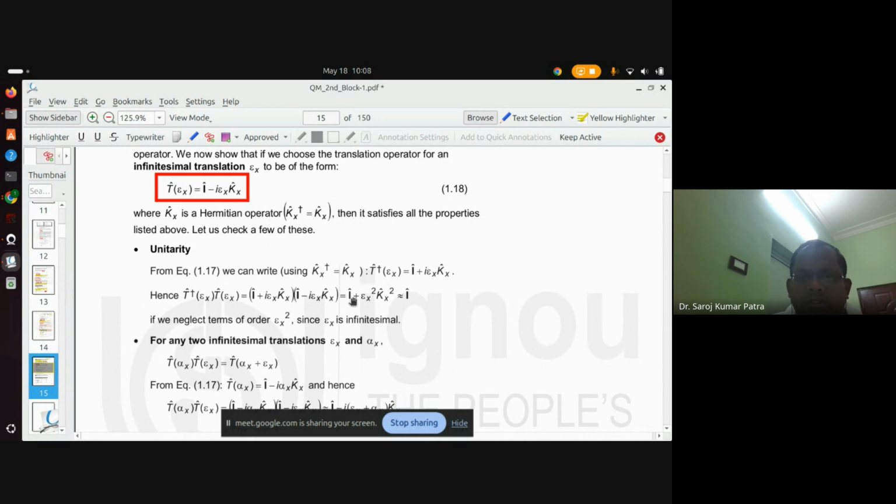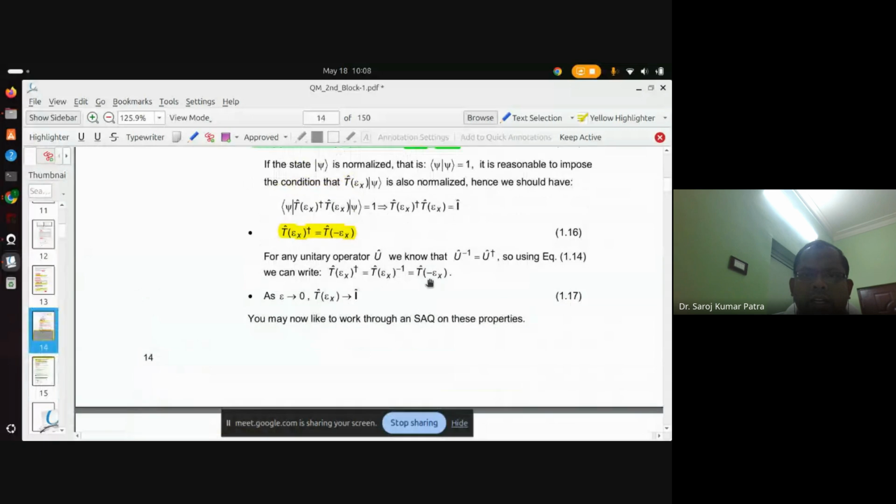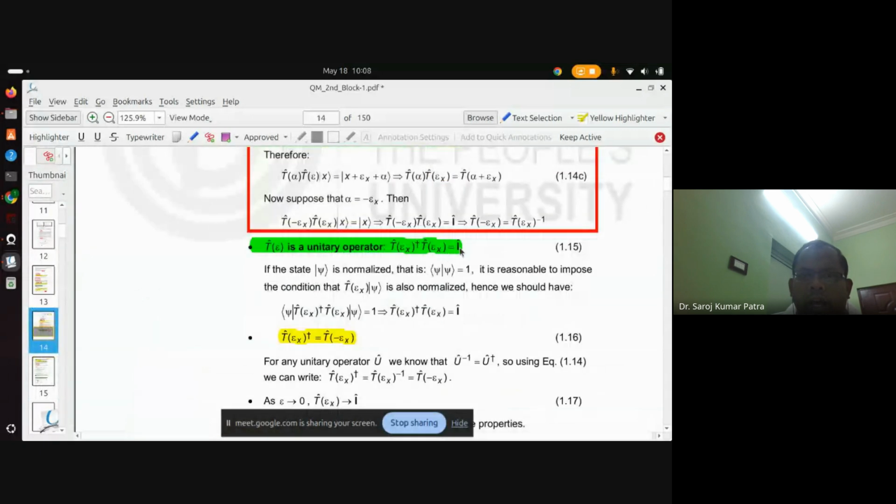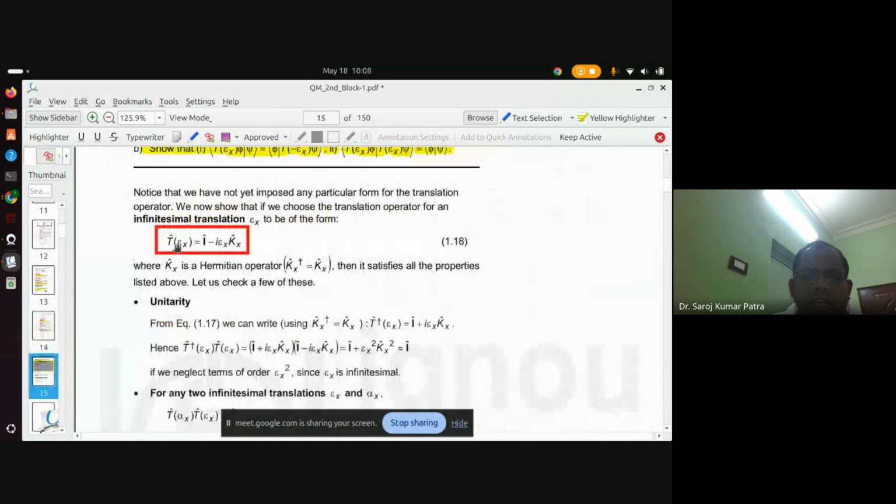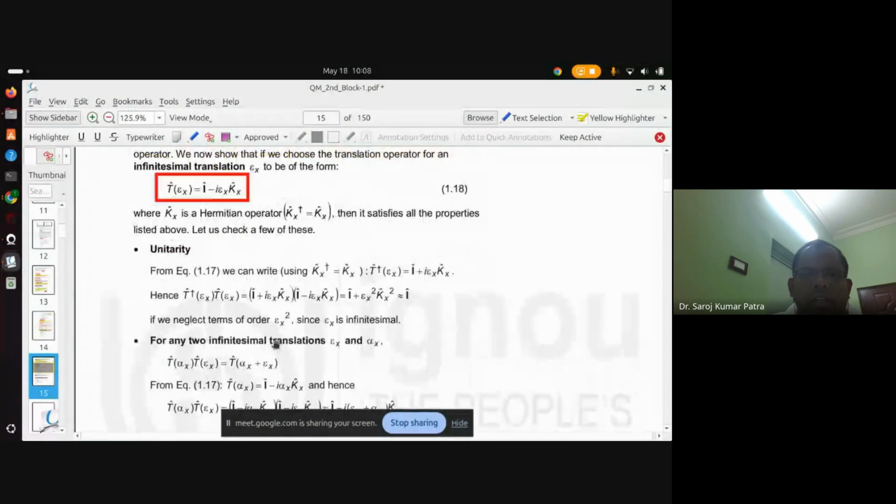But epsilon x is very small, right? It's a very small quantity. So epsilon x square will become even smaller. So it will be nearly equal to I, the identity operator. So T dagger T will be equal to I. That's what we need, right? T dagger T must be equal to I. This is the property that should be satisfied. Now, if we take T in this form and assume that K is Hermitian and epsilon x is very small, then T dagger T is equal to I.